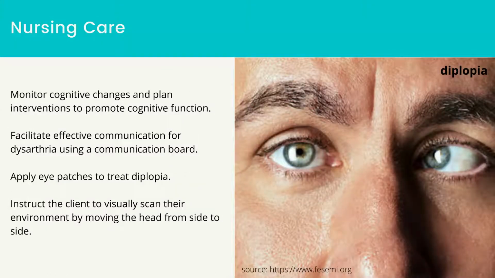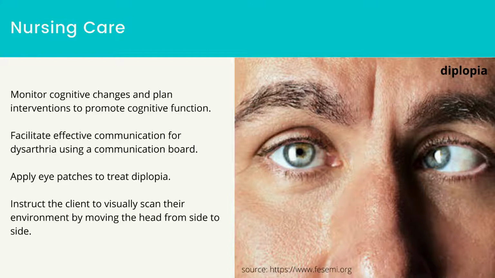Monitor cognitive changes and plan interventions to promote cognitive function. For example, reorient the client, place objects used daily in routine places. Facilitate effective communication for dysarthria using a communication board. Apply eye patches to treat diplopia. Alternate between eyes every few hours.